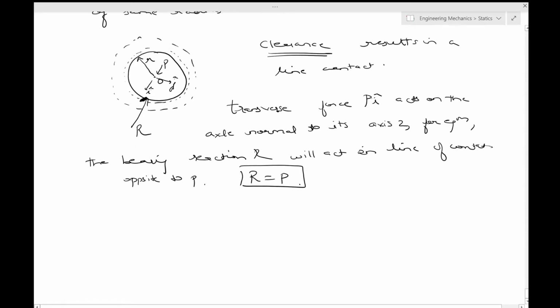Now because it's a pin or a shaft or an axle, it will clearly be deriving its power from somewhere, because perhaps it has to move a car ahead and so on. So let's show that.